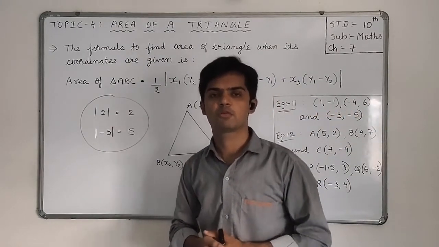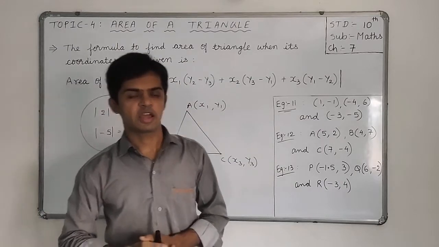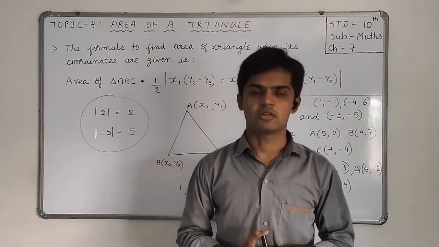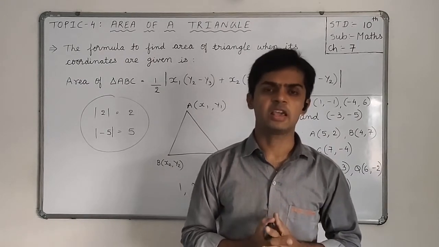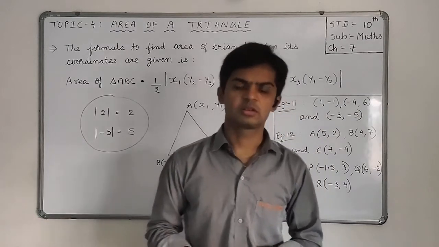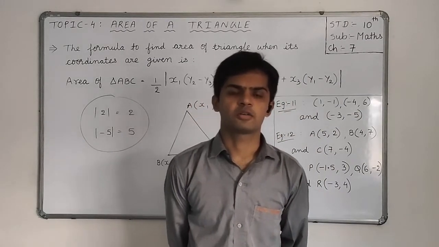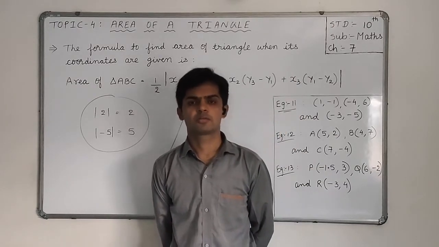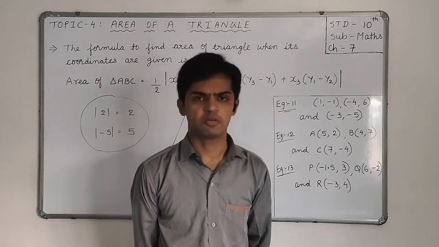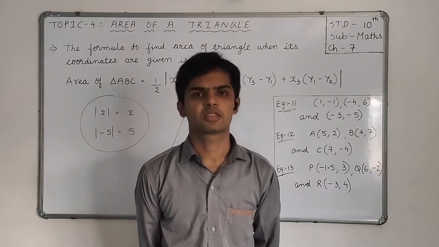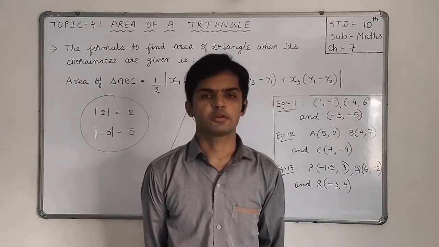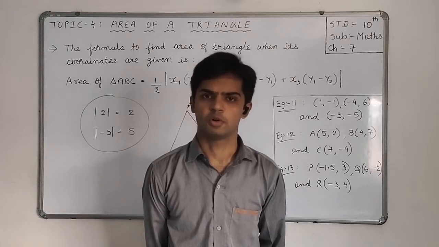Understood? Very simple formula. Again I am repeating one more time. Area of triangle, when the coordinates are given to us, we can find the area by the formula half modulus x1 bracket y2 minus y3 plus x2 bracket y3 minus y1 plus x3 inside bracket y1 minus y2 bracket also over and modulus also over.